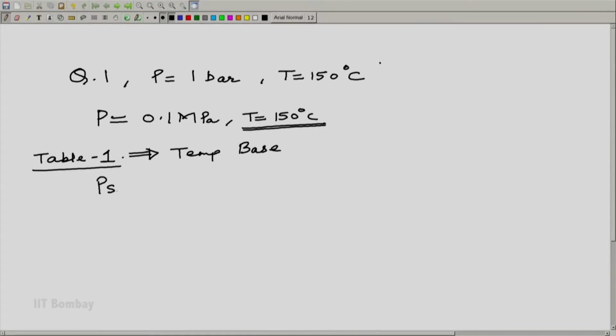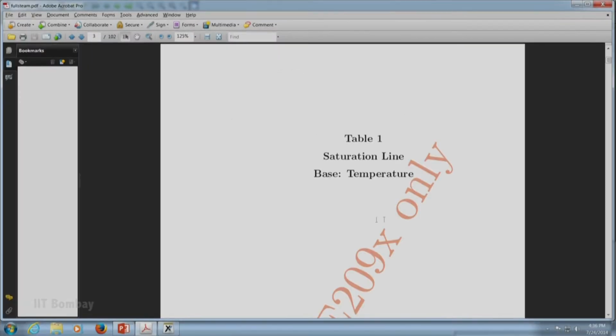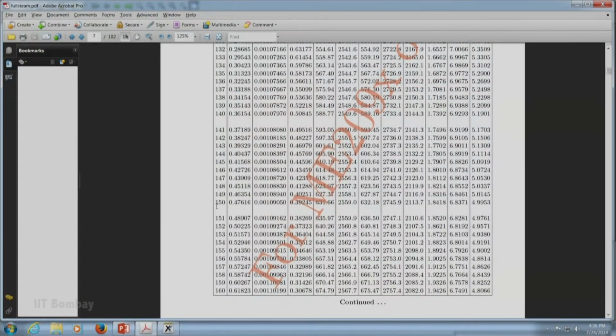and get a value of P sat T, that means P sat at 150 degree centigrade. So, this is table number 1 where the base is temperature, we are on the LV line, and let us see now what is P sat at 150 degree centigrade. Here we are at T is equal to 150 degree centigrade, and the corresponding P sat value is 0.47616. Alright, so P sat T is 0.47616. Let us write down this value and let us compare the P value that we have as a problem with this P sat value.